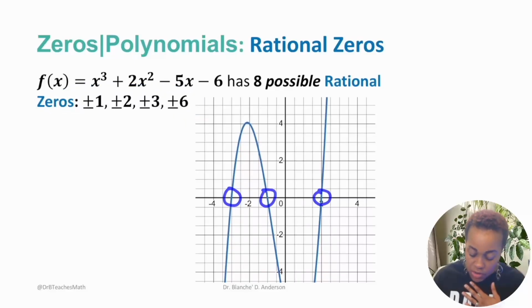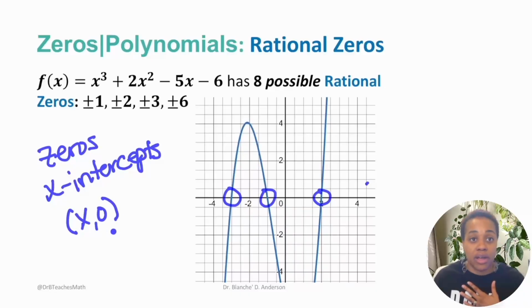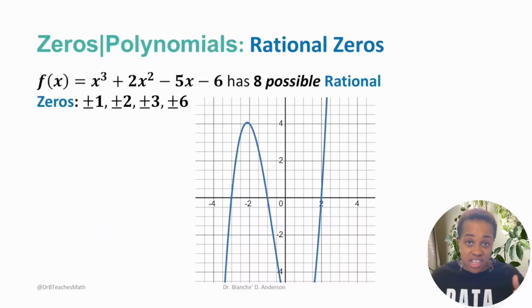And we know that zeros represent x-intercepts, right? The zeros are the same things as x-intercepts. And we know that x-intercepts is where you set y equal to 0 and solve for x. So your zeros and x-intercepts are related. They're the same thing, and they essentially help you write the factors for the polynomial.